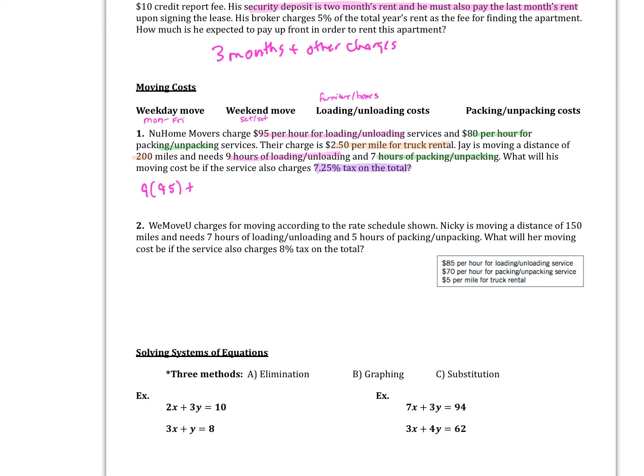Plus 7 times 80 for our packing and unpacking, and then plus 2.50 times the 200 miles. Is that everything? I think so. That's all of the charges. So we get a total of $1,915, I think. And then we've got to pay tax, and in this case the tax is 0.0725.